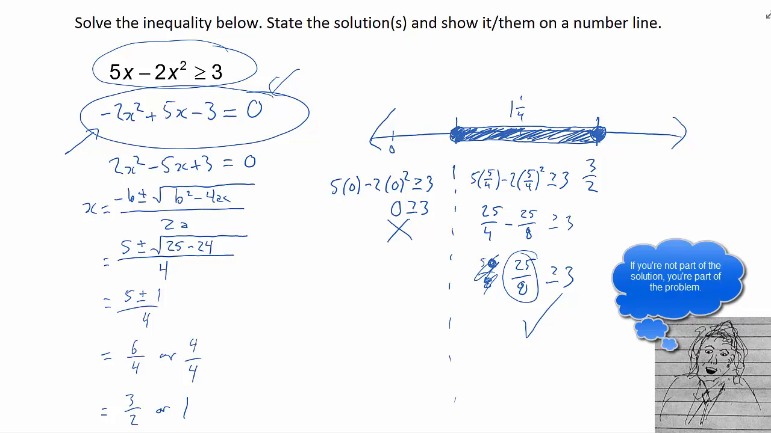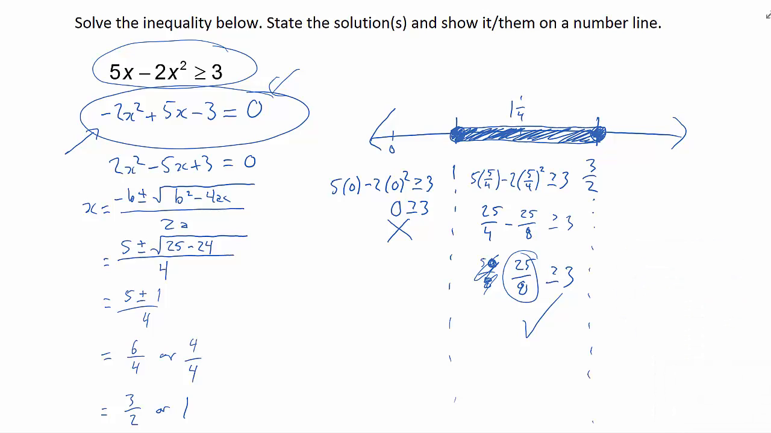And I'm pretty sure this final region is not going to work, but you know what? Pretty sure is not good enough. We just need to test it out as well. So I'm going to pick a number way out here like 10. 5 times 10 minus 2 times 10 squared greater than or equal to 3. So 50 minus 200 greater than or equal to 3. No way. So we've got our solution.